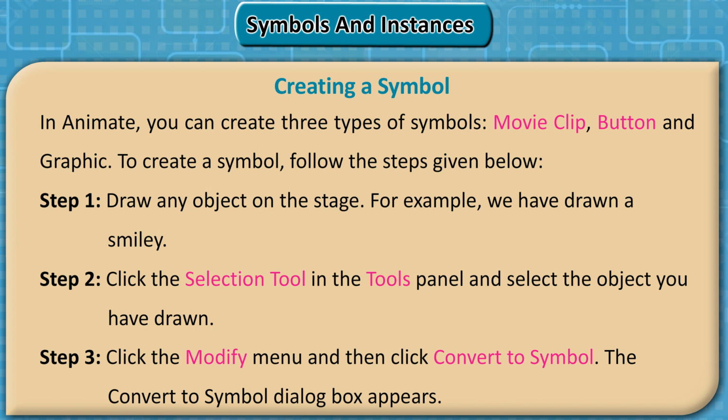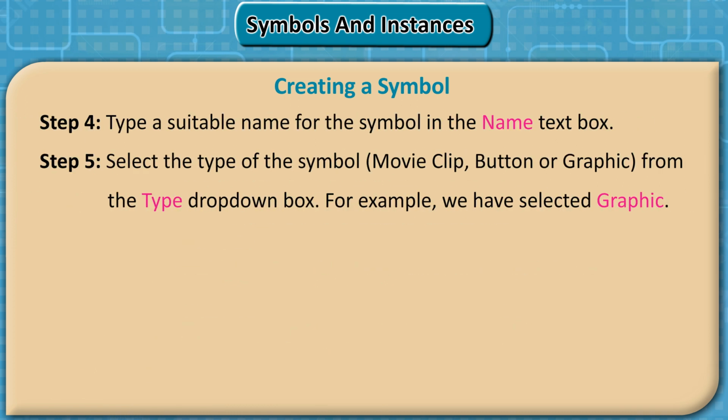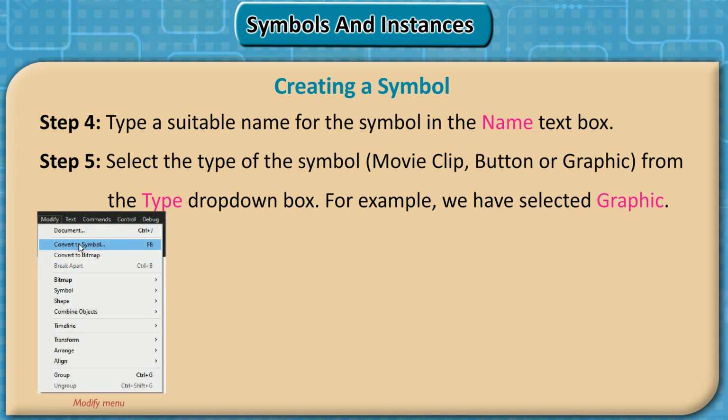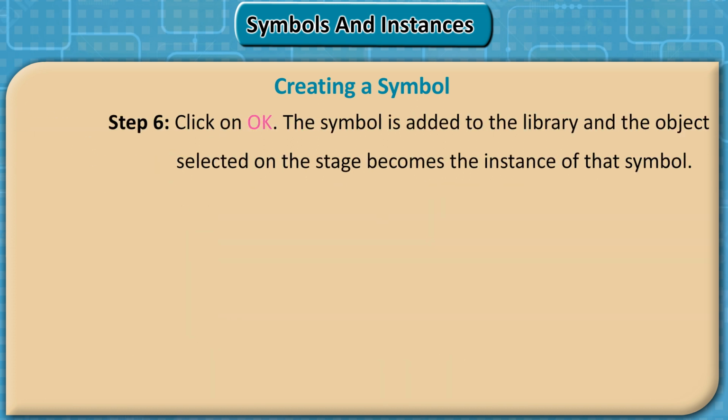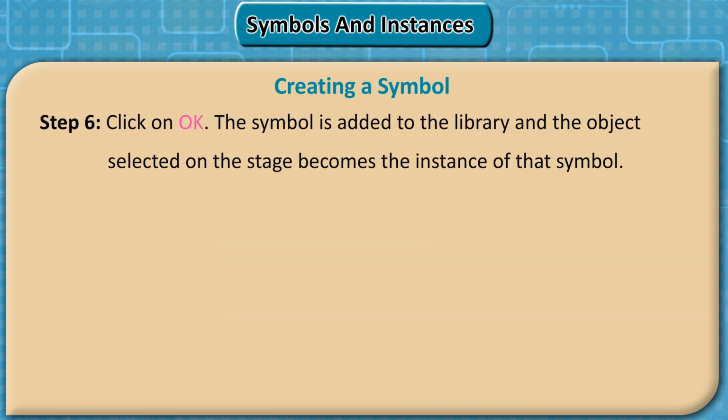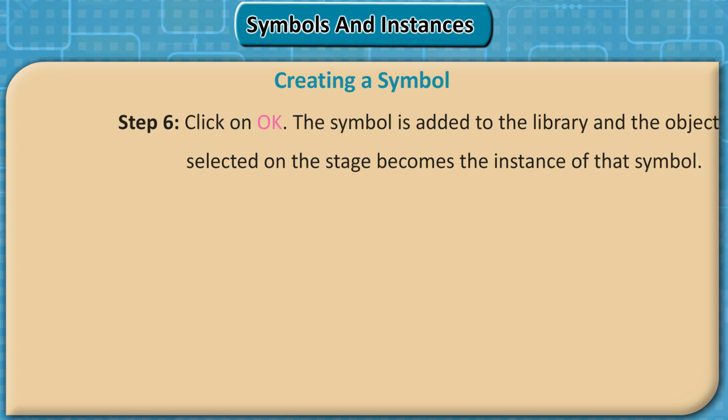The Convert to Symbol dialog box appears. Step 4. Type a suitable name for the symbol in the Name text box. Step 5. Select the type of the symbol, movie clip, button or graphic, from the Type drop-down box. For example, we have selected graphic. Modify menu. Convert to Symbol dialog box. Step 6. Click on OK. The symbol is added to the library and the object selected on the stage becomes the instance of that symbol.